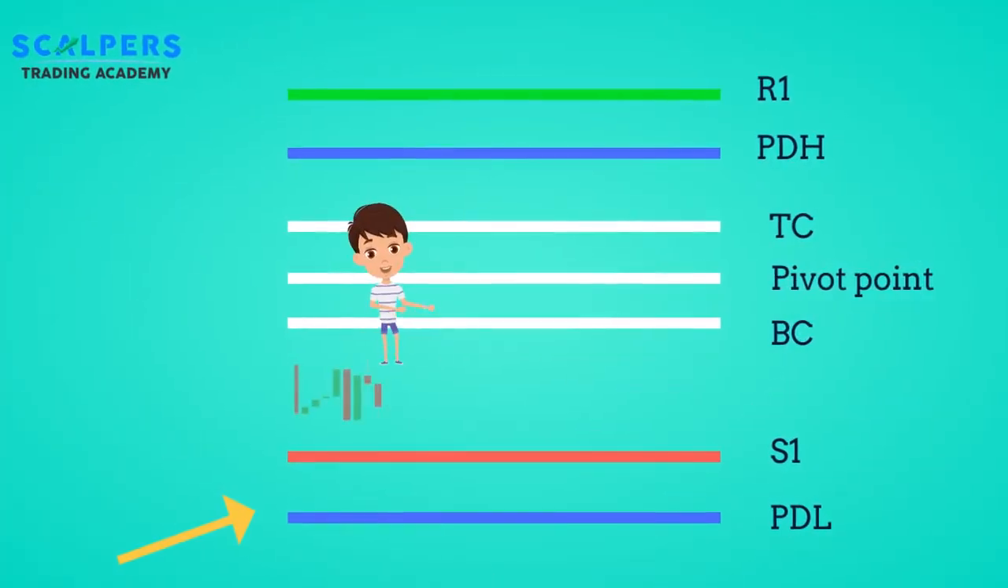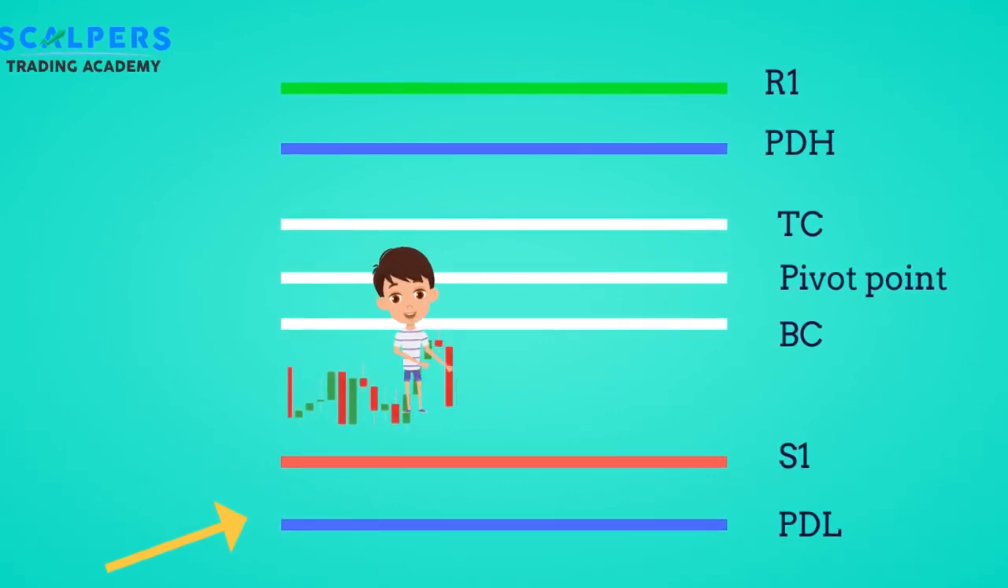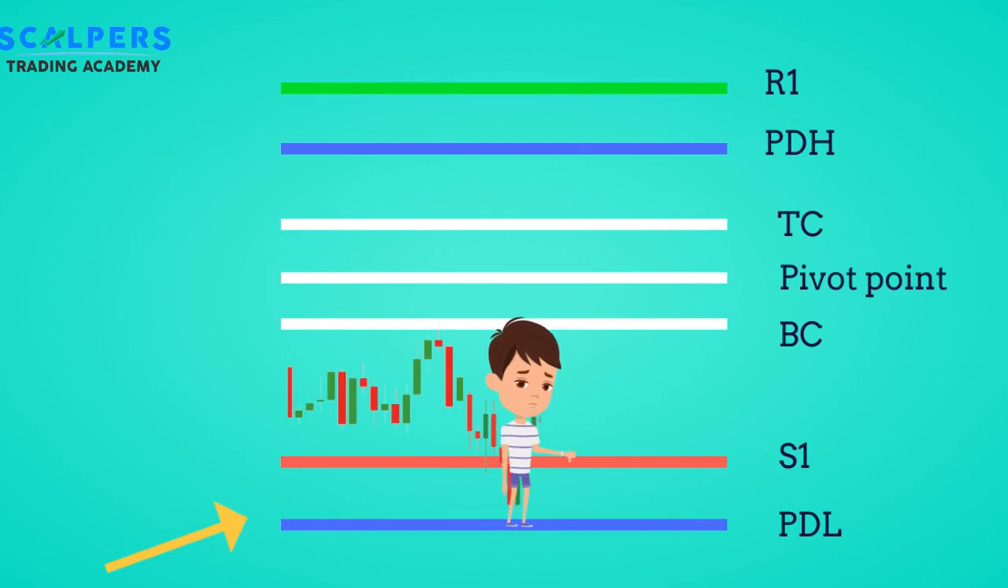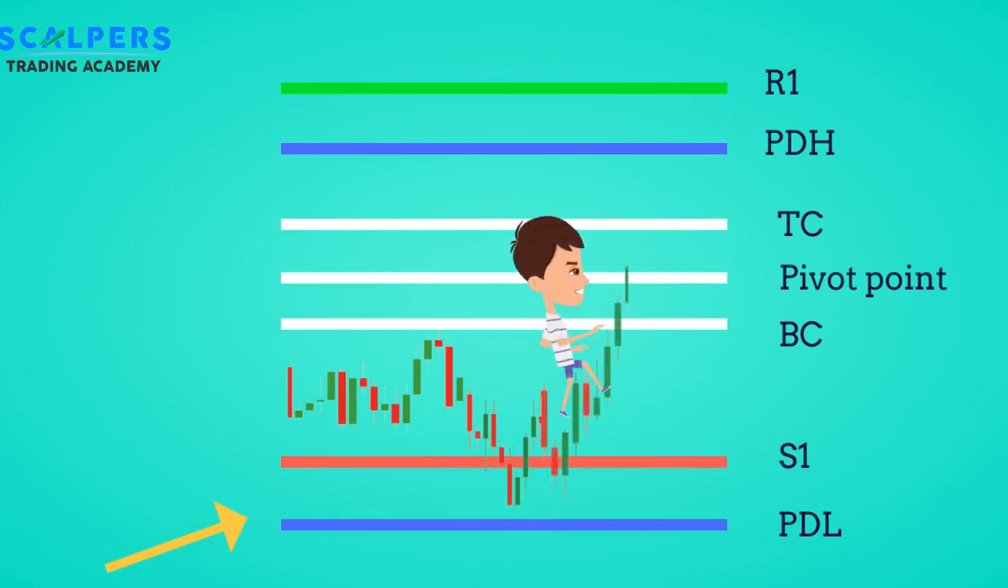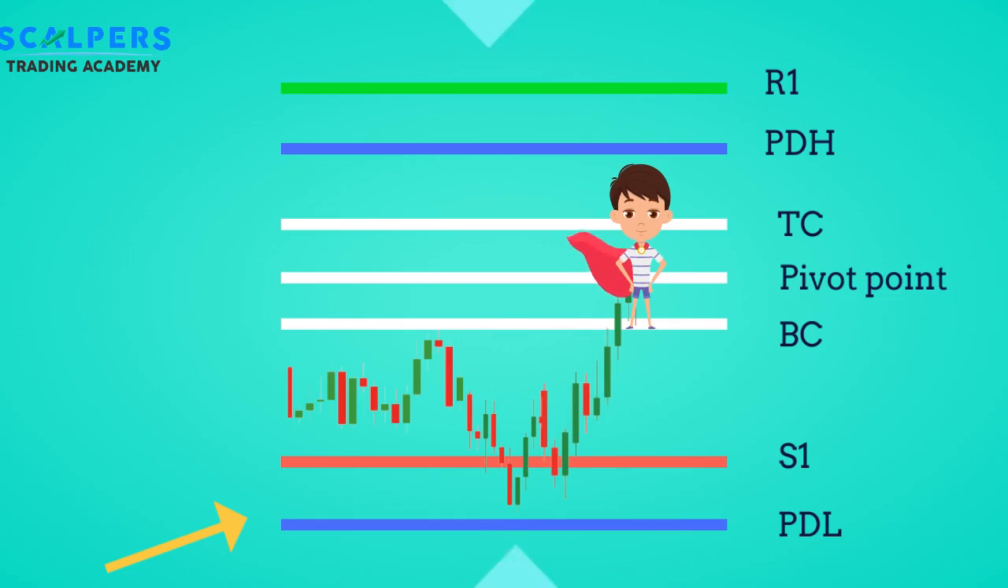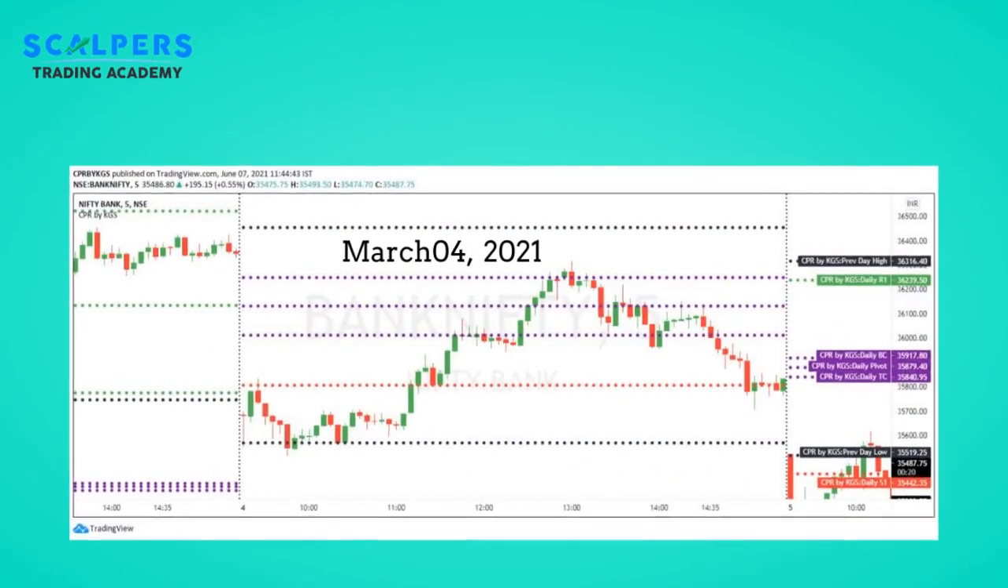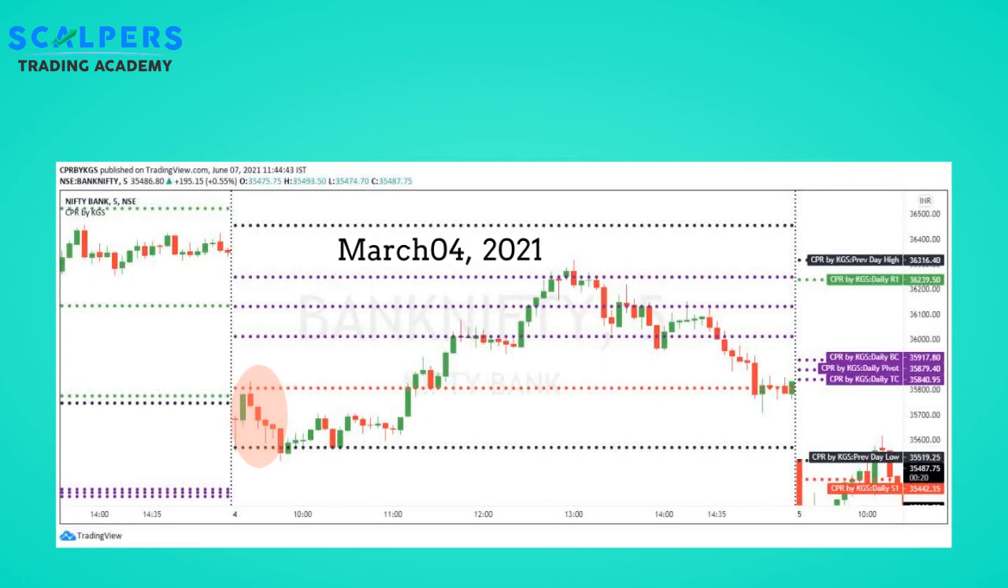If the opening first 3-5 minutes candles are between CPR and S1, it will try to break previous day low, but fails, and it reverses and gets attracted to that day CPR levels. For example, on March 4th Banknifty, the candles opened between CPR and S1, tried to reach previous day low, and failed, immediately it reversed and reached CPR.